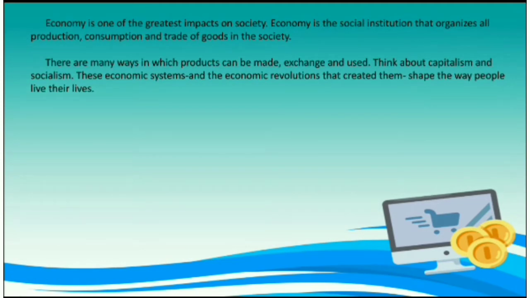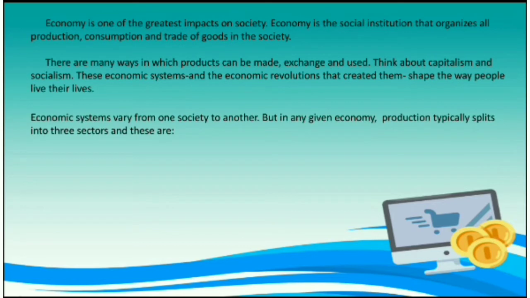Economy is one of the greatest impacts on society. Economy is the social institution that organizes all production, consumption, and trade of goods in the society. There are many ways in which products can be made, exchanged, and used. Think about capitalism and socialism. These economic systems and the economic revolution that created them shape the way people live their lives.